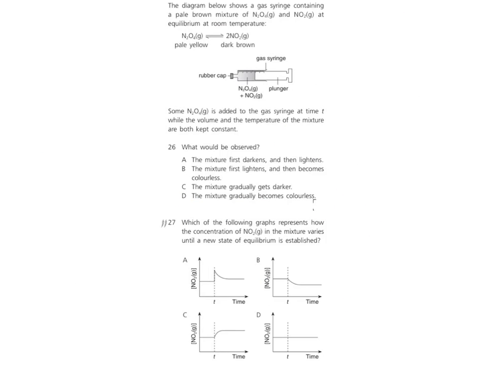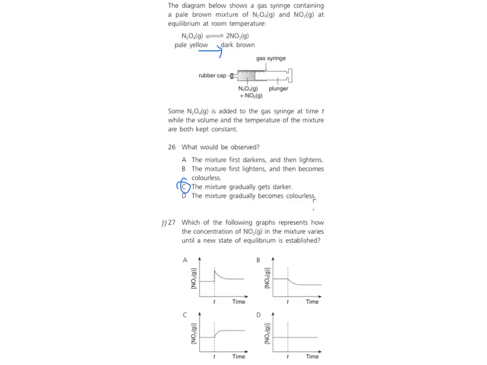This time we have the same system. The volume and the temperature are kept constant, while N2O4 is added at time t. What would we observe? Well, the volume doesn't change, so there's not going to be that effect we just saw earlier about a darkening or lightening because of the volume changing. But if we add some N2O4, the system's going to shift forwards because of an equilibrium effect, and that will create more of the darker NO2. Therefore, we can say the mixture gradually gets darker.